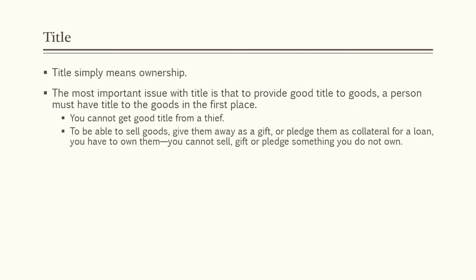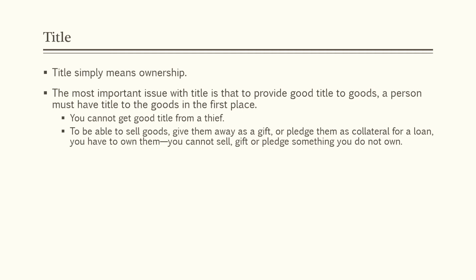Well, once the contract is formed and the parties are obligated to perform under the UCC, the next issue to be considered is title of the goods. Title simply means ownership. The most important issue with title is that to provide good title to goods, a person must have title to goods in the first place. You cannot get good title from a thief. If you remember nothing else about title, remember that you cannot get good title from a thief.